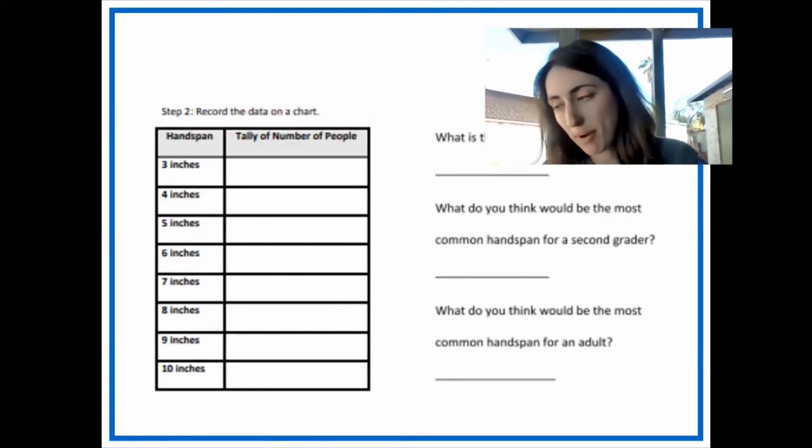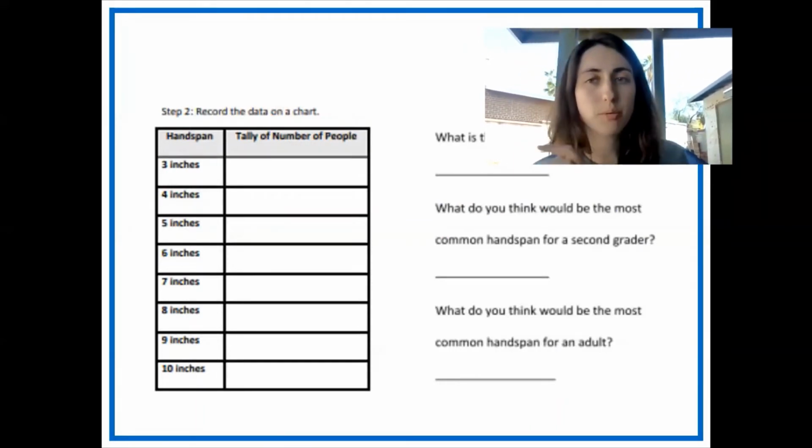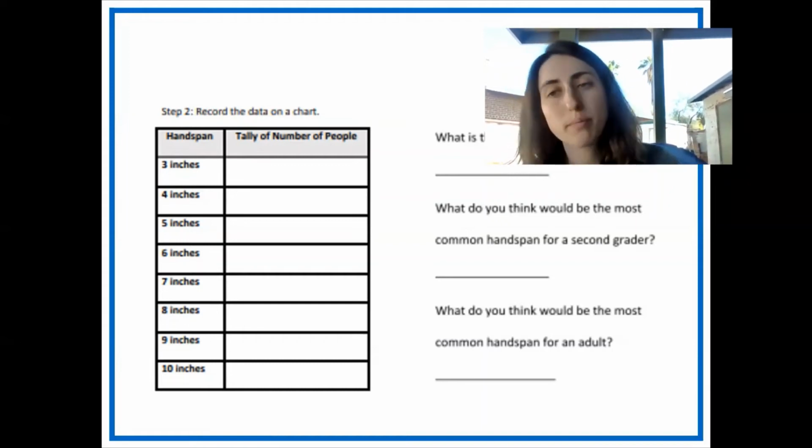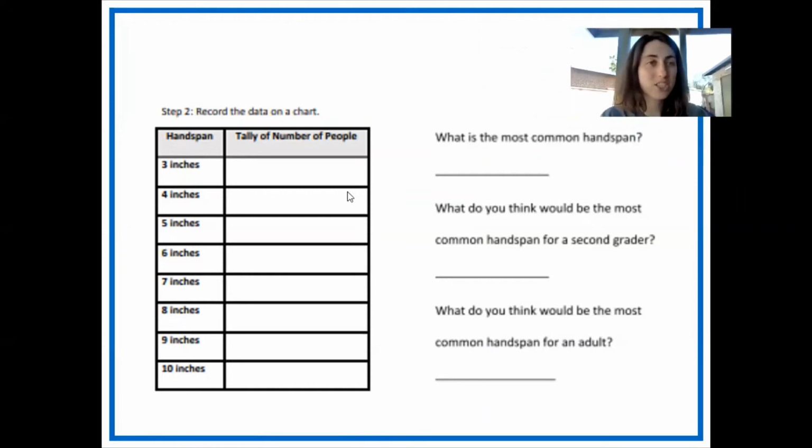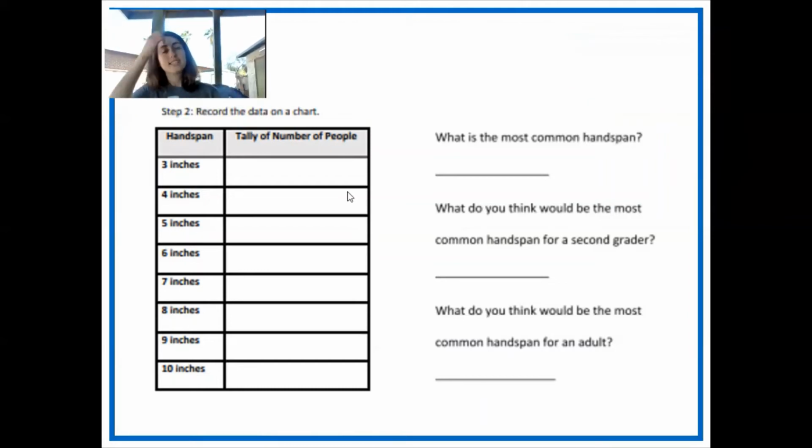I want you to, on the bottom of that recording sheet that you either downloaded or you printed, or maybe you're just creating your own on a blank piece of paper, that is A-okay. You're going to record that data on this chart, okay? See how this tally chart has all different listings of inches of what the handspan could be, and then in the next column it says tally of number of people. So on there, I'm going to take the data that I just recorded on this sheet, and I'm going to write a tally for each time I measured that length.